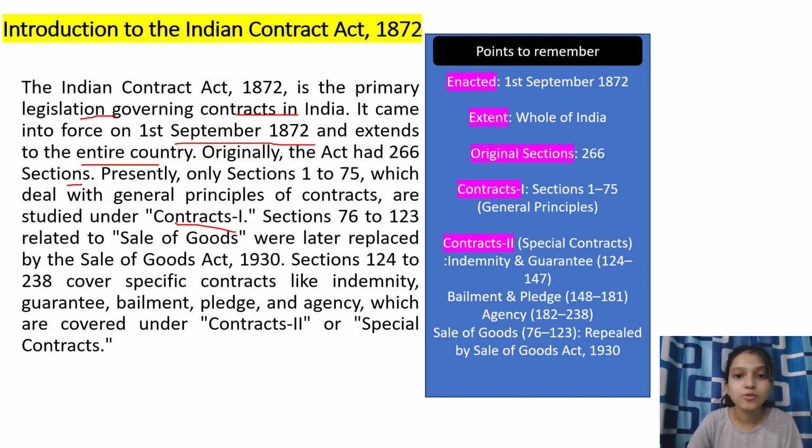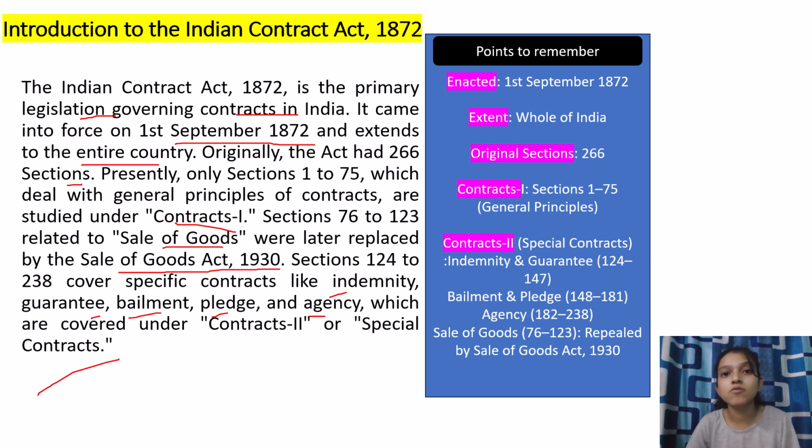Sections 76 to 123 related to sale of goods were later replaced by the Sale of Goods Act 1930. Previously all were collated together, later we have given them special treatment. For example, sections 76 to 123, the sale of goods, fall under the Sale of Goods Act 1930. Sections 124 to 238 cover specific contracts like indemnity, guarantee, bailment, pledge, and agency, which are covered under Contract 2 or special contracts. We will cover these in our next video and understand all these terms in detail.